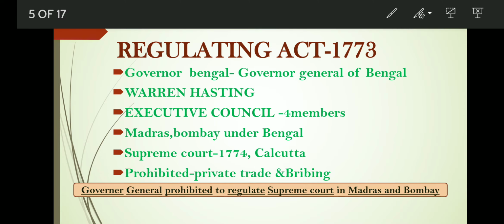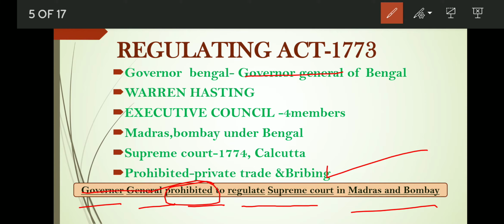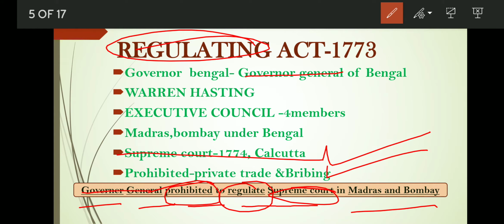Here is one trick for you to remember the Regulating Act. Governor General prohibited to regulate the Supreme Court in Madras and Bombay. Using this trick you can memorize these points. The first one is Governor General: the Governor of Bengal was renamed as Governor General of Bengal. Prohibited: the prohibition of private trade and bribing. Regulating Act. Supreme Court: formation of the Supreme Court. Madras and Bombay.